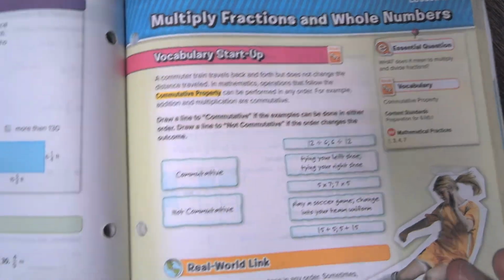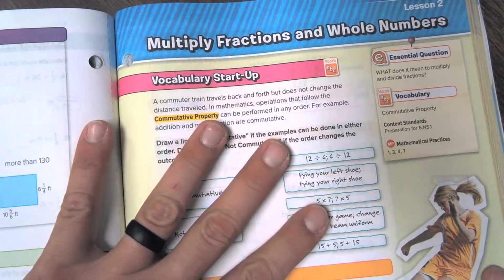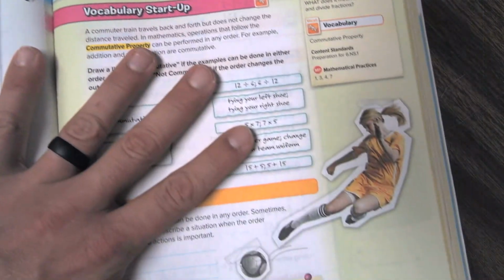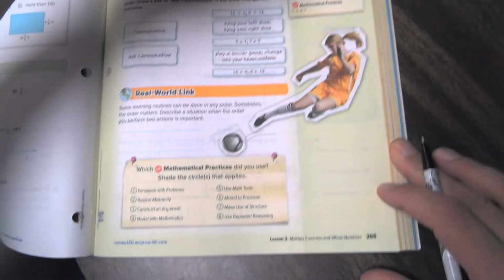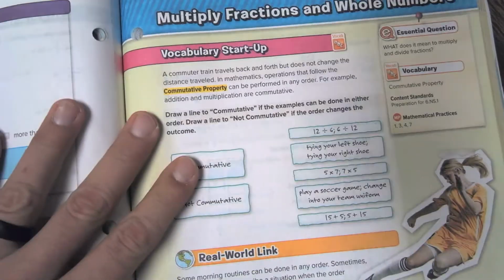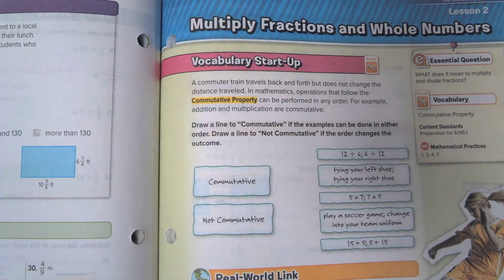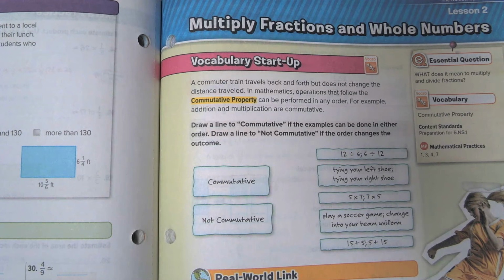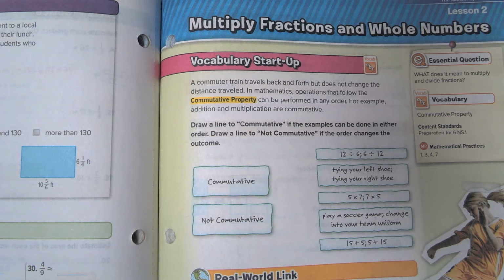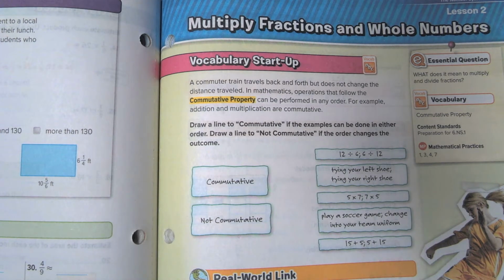So back on page 265, we're skipping right into lesson 2. We're not doing lesson 1. On page 265, we're working on lesson 2, which is multiply fractions and whole numbers. Starting with the vocabulary startup, it says a commuter train travels back and forth but does not change the distance traveled. In mathematics, operations that follow the commutative property can be performed in any order. For example, addition and multiplication are commutative. It says draw a line to commutative for the examples that can be done in either order, and draw a line to not commutative if the order changes the outcome.